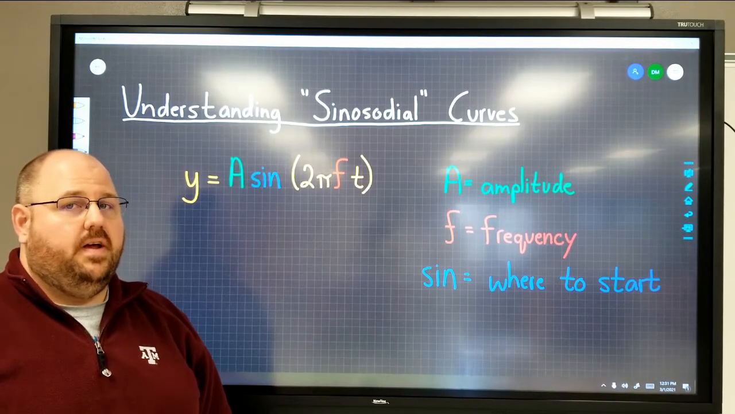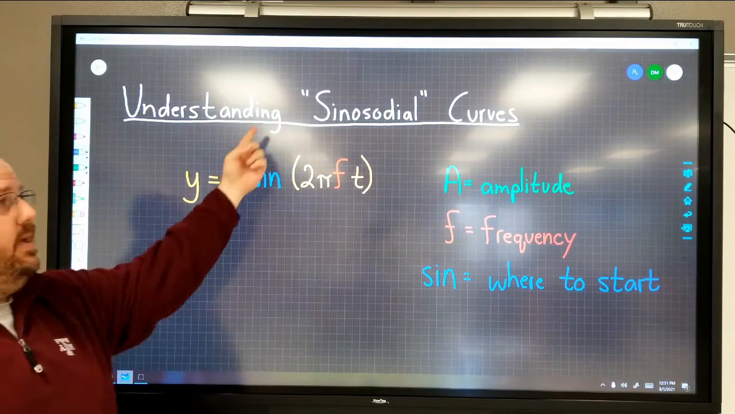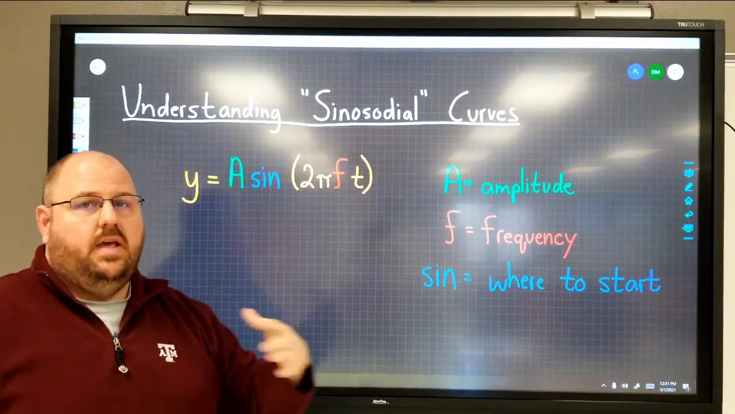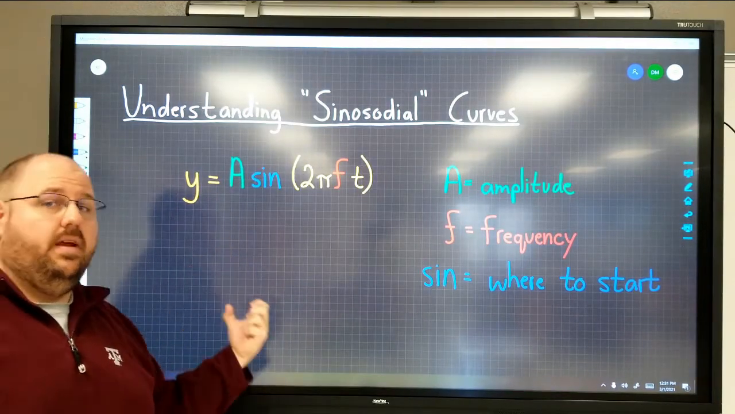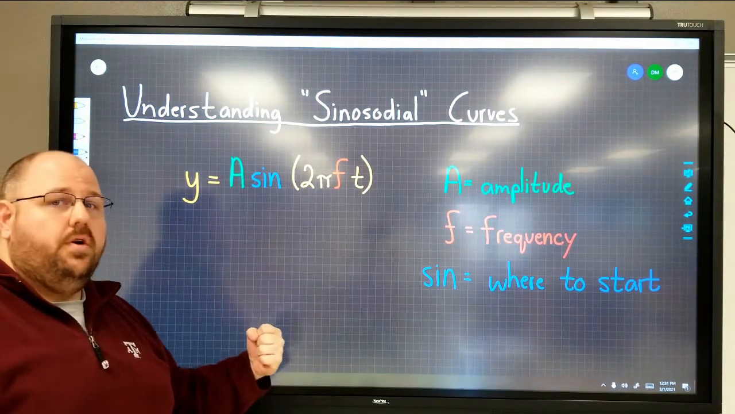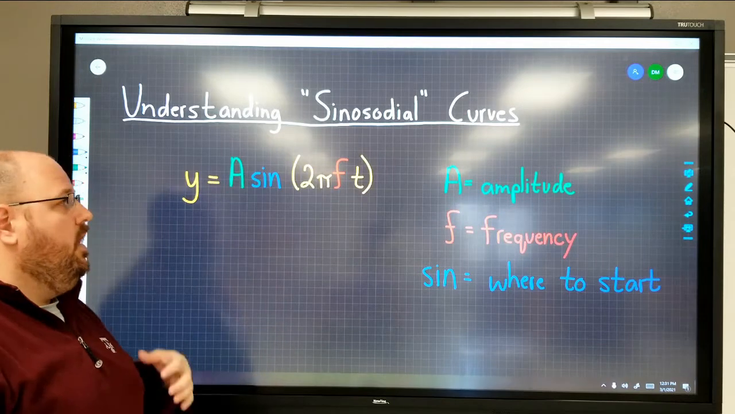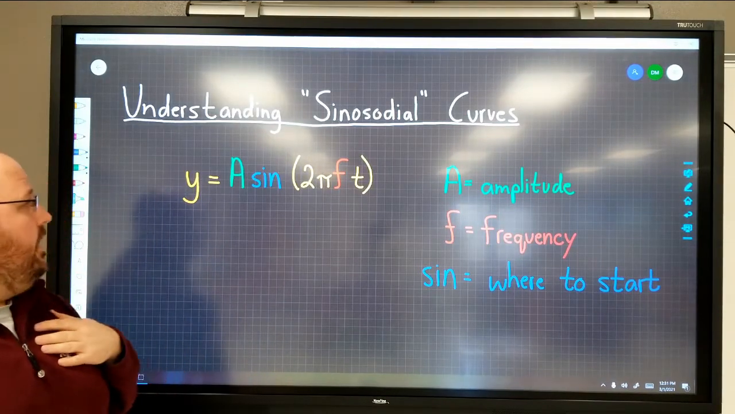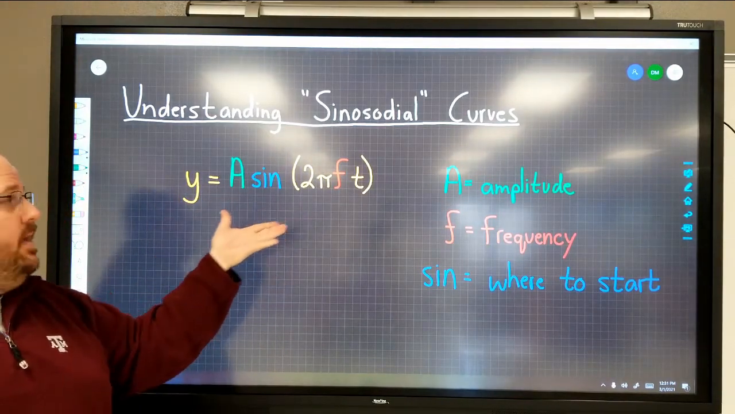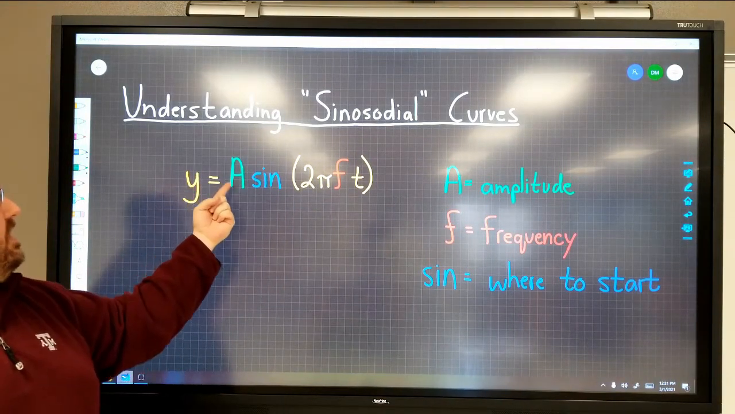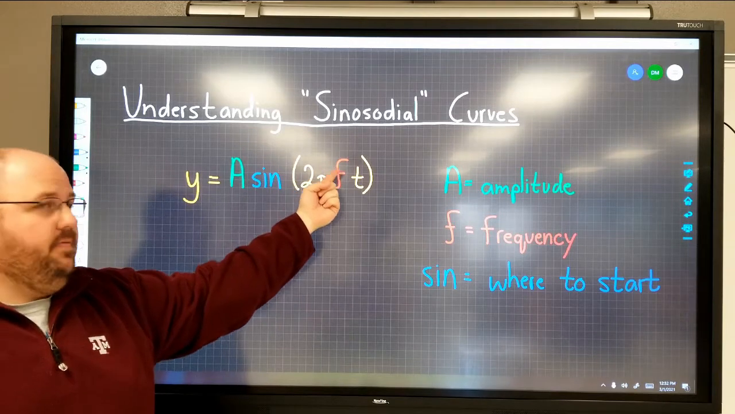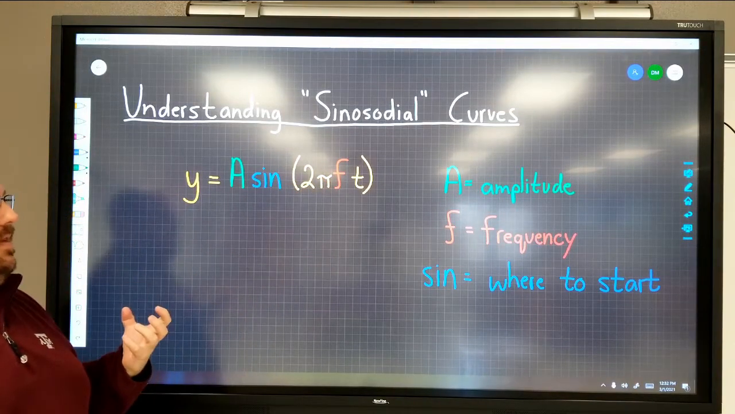Today in the Physics Funhouse, we are going to attempt to understand sinusoidal curves. Now, I am not a pre-calculus teacher, so you are not going to understand everything about sinusoidal curves and how to transform them and shift them. Basically, what we're going to work on today is filling in the blanks to the basic equation y, or position, equals A sine 2 pi f times t. So let's talk about what all these different things mean.